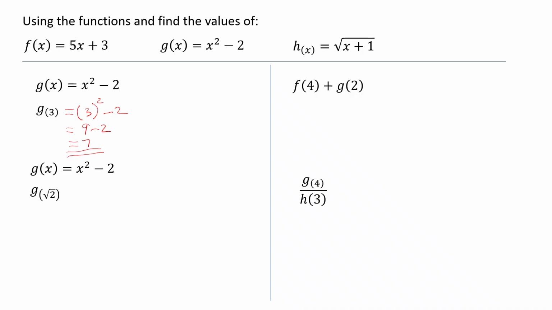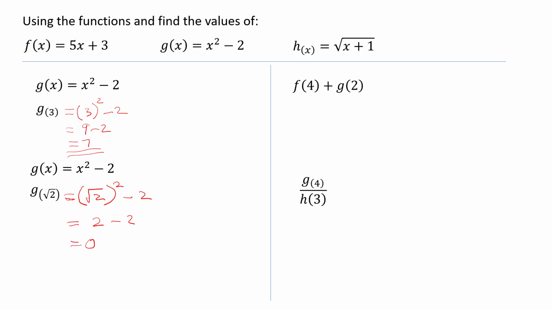Next one, g(x) equals x squared minus 2. Find the value of g(root 2). It means when x equals root 2, find the value of g(x). So wherever x is there, put the value root 2 and square it and take away 2. The square of a square root is 2, minus 2 is 0.